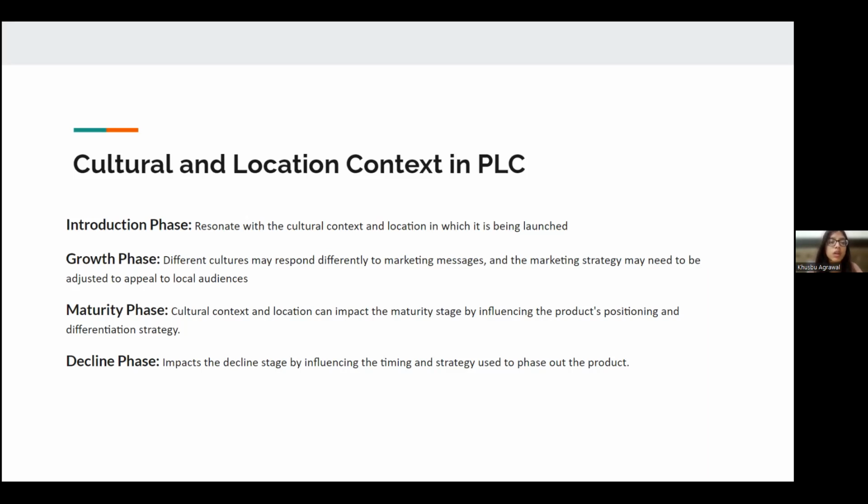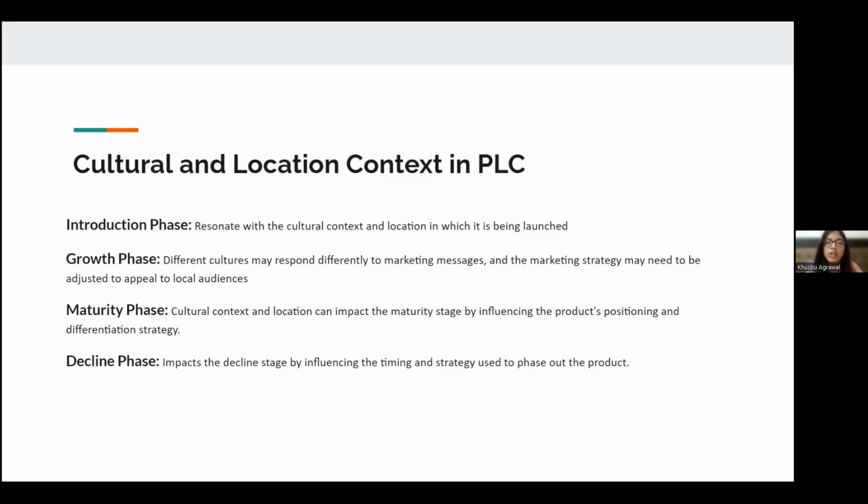In the growth stage, the product gains wider acceptance and starts to see increasing sales. Different cultures may respond differently to marketing messages, and the marketing strategy needs to be adjusted accordingly to the local audience. As Worldlink services gained wider acceptance in Nepal during this stage, the company also needed to consider how the cultural context impacts the marketing strategy. For instance, marketing messages that highlight the benefits of fast internet speeds and connectivity resonate well with the consumers. Slogans such as "Chito Baneke" Worldlink also worked really well in this context.